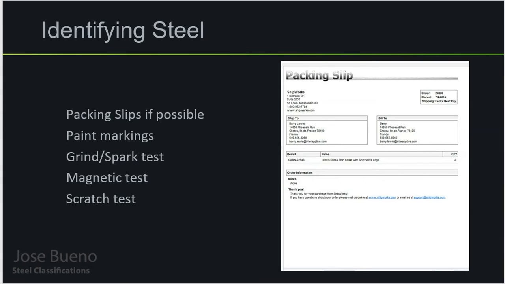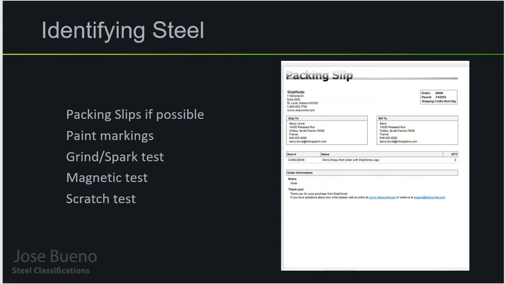How do we identify a steel? How do we know where to look for these designations? Honestly, the easiest place to look is the packing slip. Whenever your place of employment receives metal from a manufacturer or a distributor, the easiest place to check is the packing slip. The packing slip will almost always tell you what type of material it is, and it'll usually tell you both the AISI SAE classification and the ASTM classification. Sometimes they're stamped on the material itself.